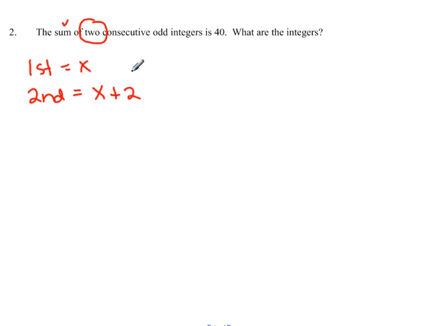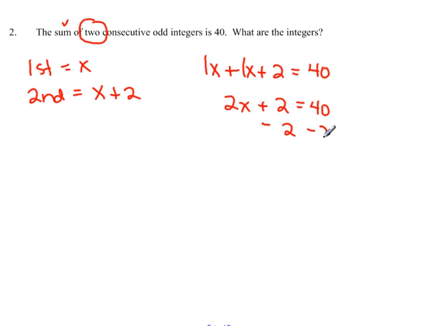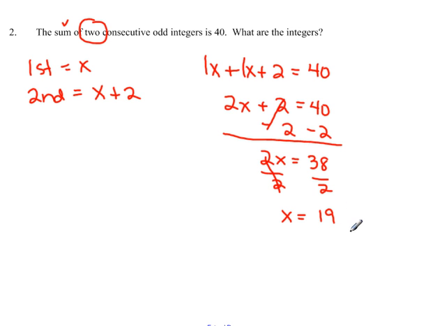So the sum, again, it's always going to be the sum. We're going to have x plus x plus 2 equals 40. Collect your like terms. 1 plus 1 there is going to be 2x plus 2 equals 40. Subtract 2. 2x equals 38. Divide by 2. And x is 19. You should never get a decimal value for any of these integer problems because remember, integers do not include decimals or fractions.